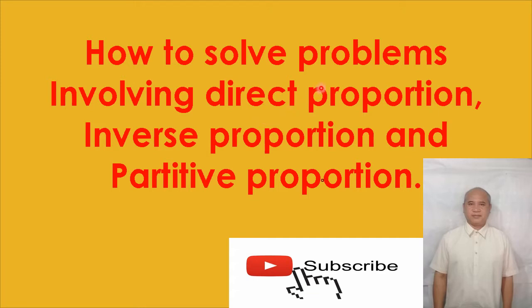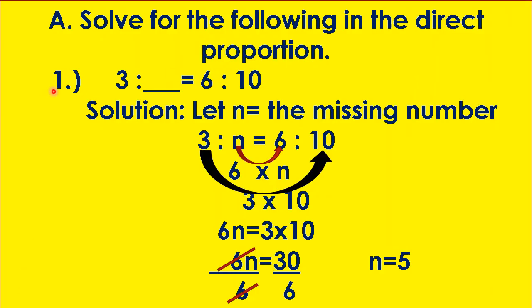Welcome to my channel. Now I'm going to show you how to solve problems involving direct proportion, inverse proportion, and partitive proportion. Letter A. Solve for the following in the direct proportion. Number 1. 3 is to blank is equal to 6 is to 10.